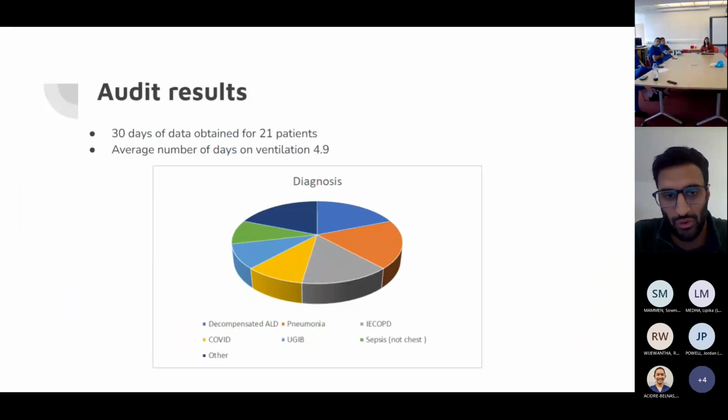So just briefly talking about what I found when I had a look around. I basically audited 30 days of data, and I got those from 21 patients, because I think at that time movement in and out of our ICU wasn't particularly speedy. Patients were on a ventilator for an average of 4.9 days, for a variety of reasons. The things that we're all pretty used to seeing, so decompensated ALD, pneumonia, COPDs, COVIDs, those common diagnoses. So it was a reasonably representative population, I would say.